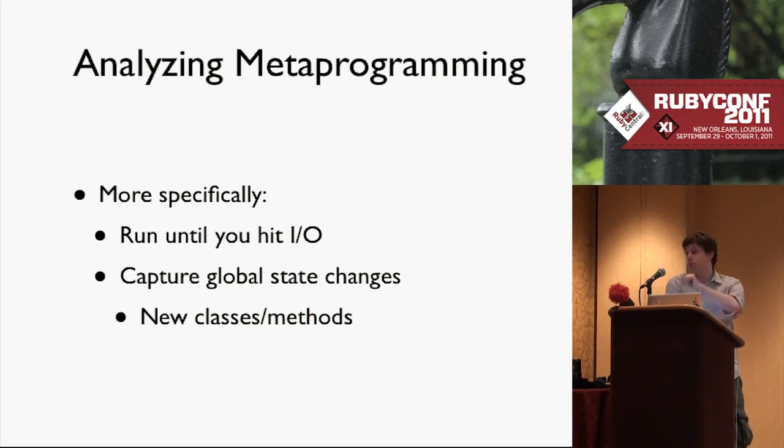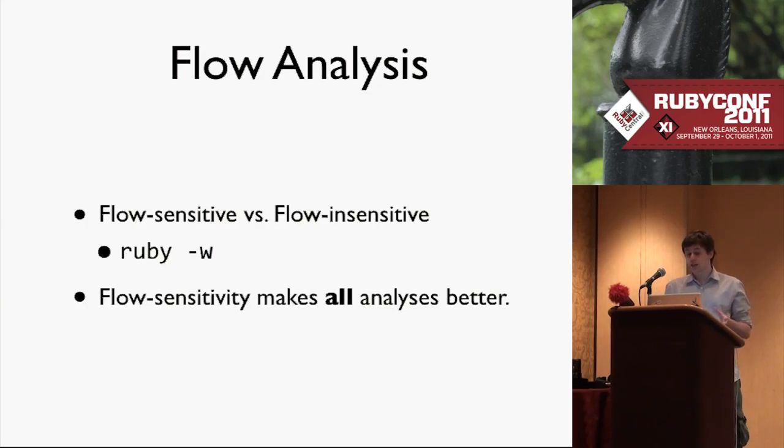The first prong of Laser's approach is just run all the code you see in the program until you hit I/O. And while you do that, capture all the global state changes. And it does that using a pretty interesting technique we'll see in a sec. And then there's flow analysis. You can do static analysis that is flow insensitive. When I started doing research on this, there actually was an implementation of the type inference algorithm I use, which we'll talk about in a sec, which was flow insensitive. And that had some limitations. Ruby's -w is, for the most part, flow insensitive. And that is part of the reason why some people have expressed frustration with it, is that it is limited in that sense.